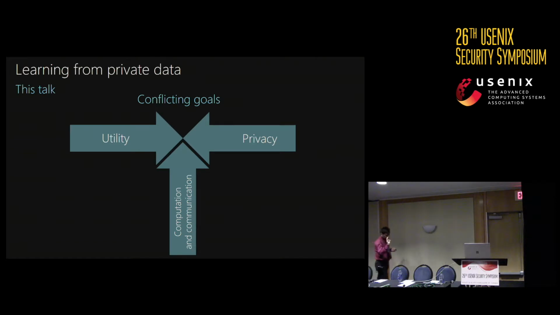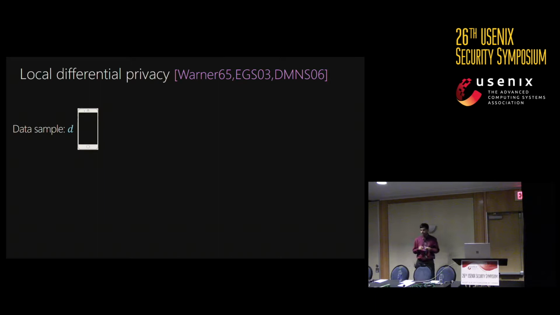So the notion of privacy we'll be using in this talk is local differential privacy. This definition has been kind of reinvented over the years. The first version was in this paper by Warner in 1965. It was a statistics paper. Then it was reinvented by Evfimievski et al. in 2003. And the modern definition, which I will be working with in this talk, is by Dwork, McSherry, Nissim, and Smith from 2006, which got them the Gödel Prize this year.